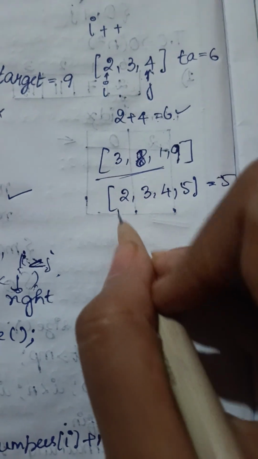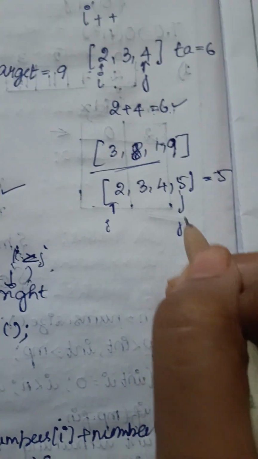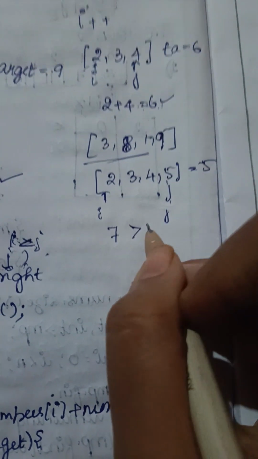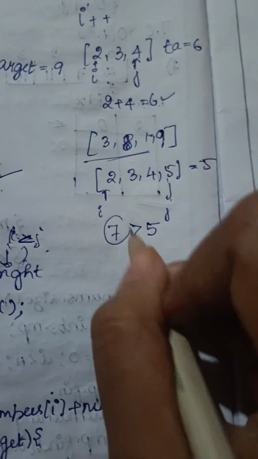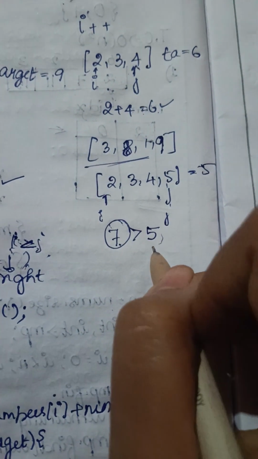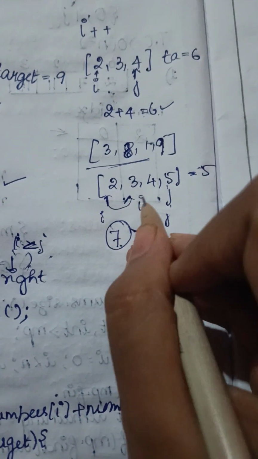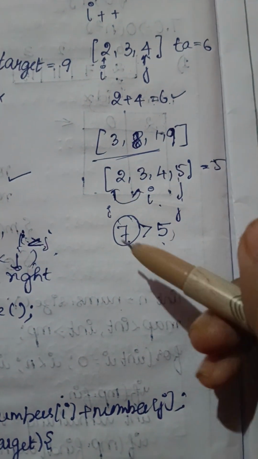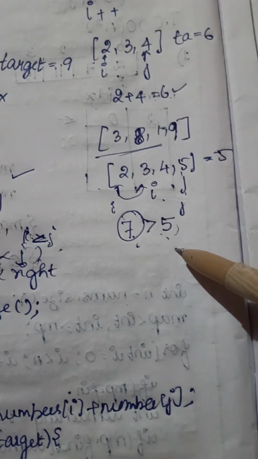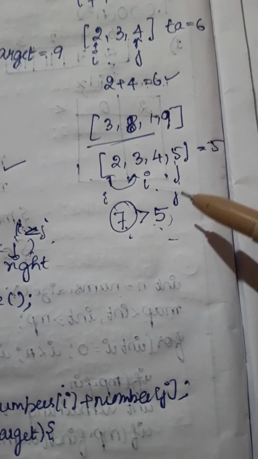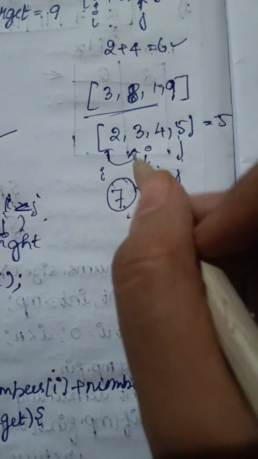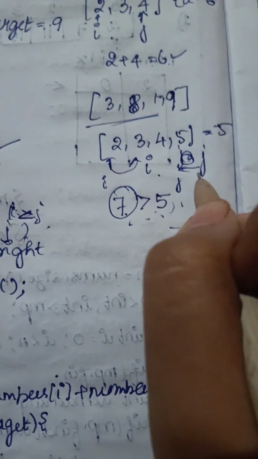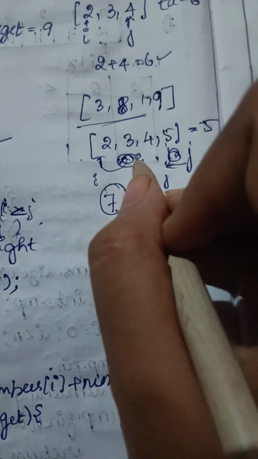Now I'm initializing the i pointer over here and the j pointer over here. So 2 plus 5 is 7. 7 is actually greater than my target. So when the sum is greater than my target, you actually have to decrement the j pointer. The i pointer will remain the same.